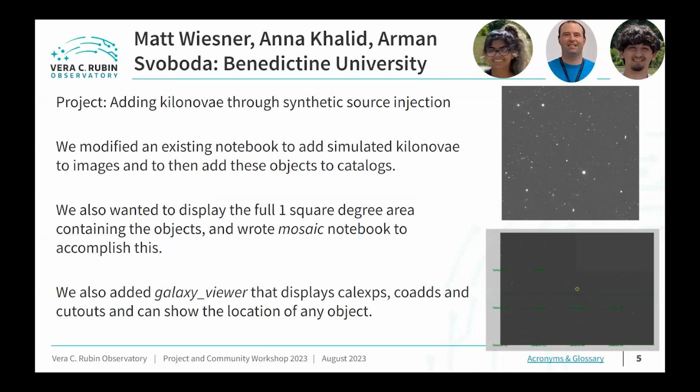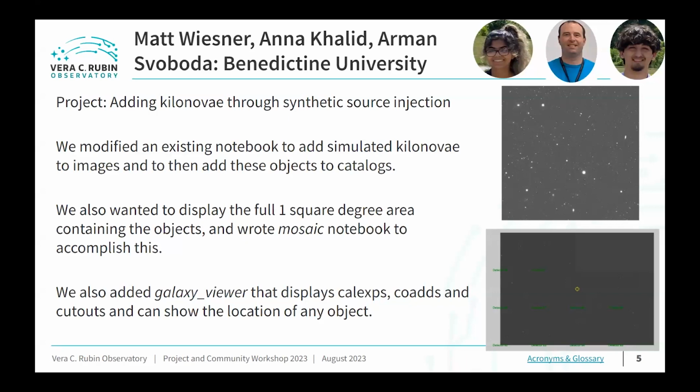Okay, so this is work that was done with my students, Anna and Armand. This summer, we were at Fermilab trying to use synthetic source injection to add simulated kilonovae into the DC2 images through the Rubin Science Platform. The image on the upper right shows synthetic sources added. I modified a notebook by Jeff Carlin that was written for DP0.1 and used our models of kilonovae to try to add those in.